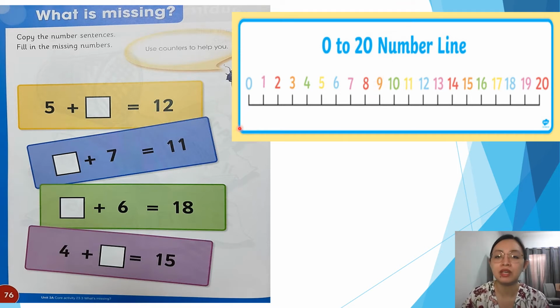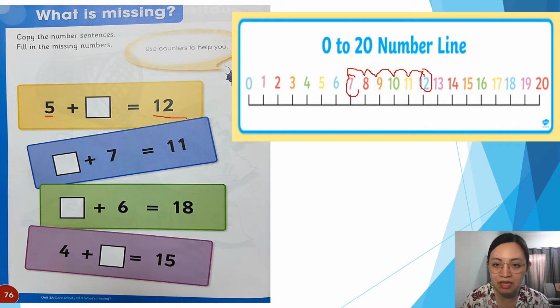Okay, let's check. So let's start with 12. So this is 12, let's start in the number line at 12. Minus 5. So we're going to remove 5 or jump 5 times. 1, 2, 3, 4, 5. What's the number? Okay, the number is 7. So let's put 7 over here.